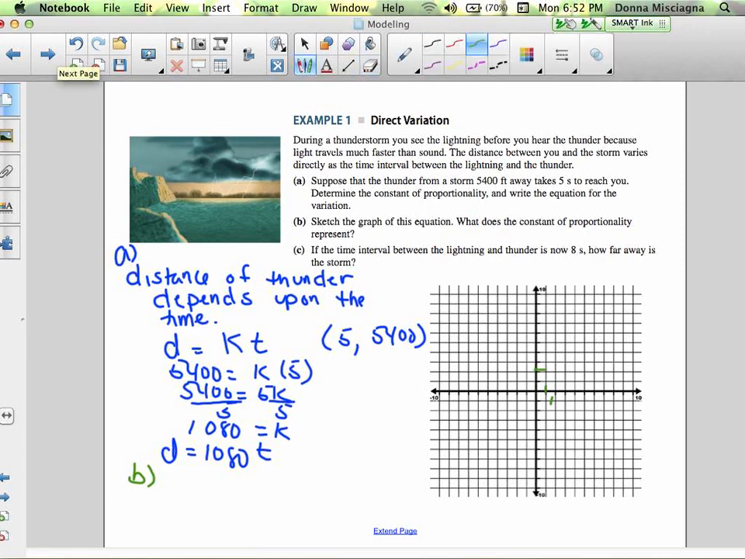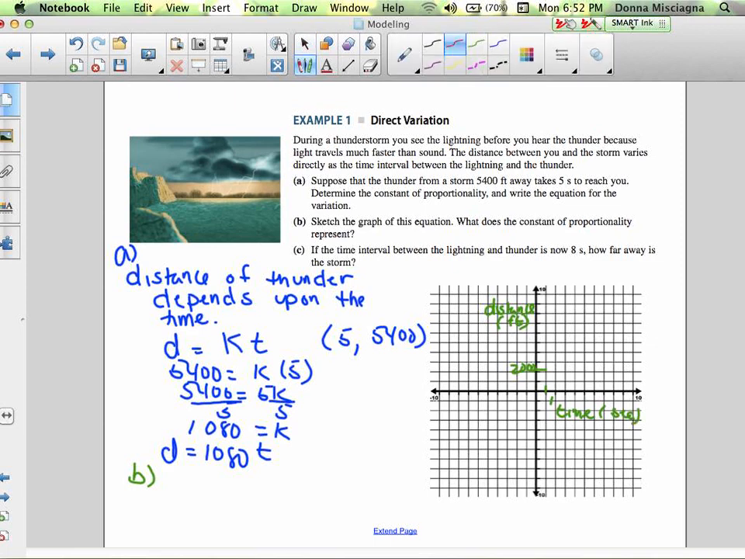I guess we'll make that 2,000. All right, so this is distance. The y represents distance, and that is in feet. And this is time, and that is in seconds. All right, so we'll graph our line.